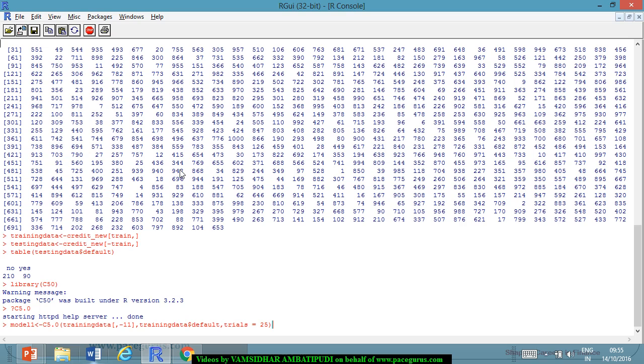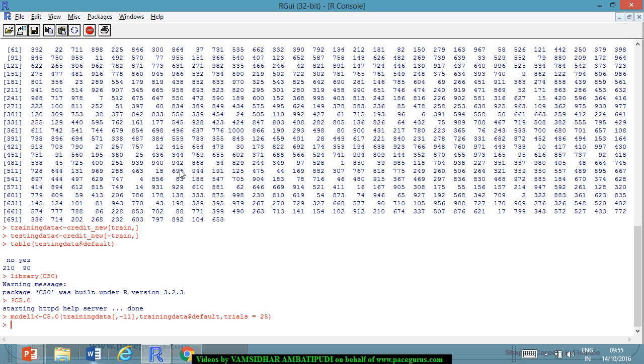But let me do it with the base model first, then we will improve the model by putting the costs into it as well. So let it build the first model. This is how the model got created for us. Then I can check what the model was all about by typing in model 1, the name of that model.